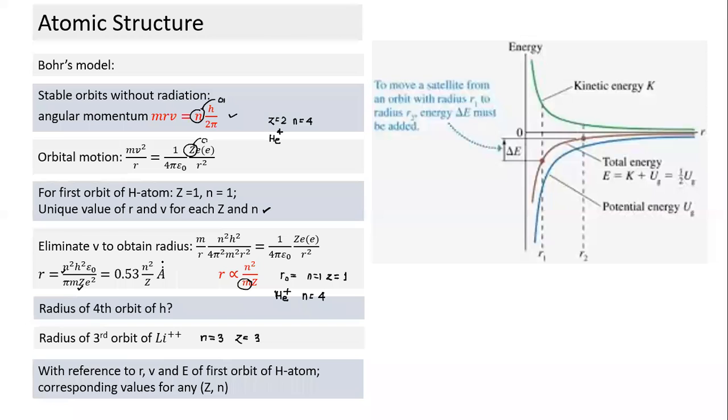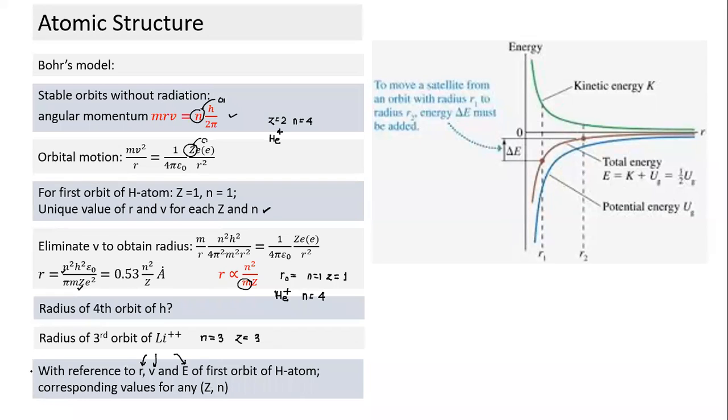So what we understood from this expression: we can easily find the radius of the first orbit of the hydrogen atom. We can find the velocity of the orbiting electron in the first orbit of the hydrogen atom. And we can also find the energy of the electron in the first orbit of the hydrogen atom. Thus we can use these as a reference. With reference to these values, we can find the corresponding value of radius and energy for any atom, for any orbit.